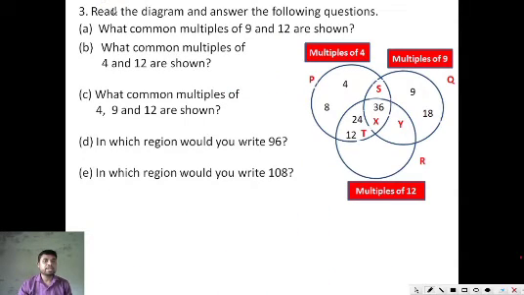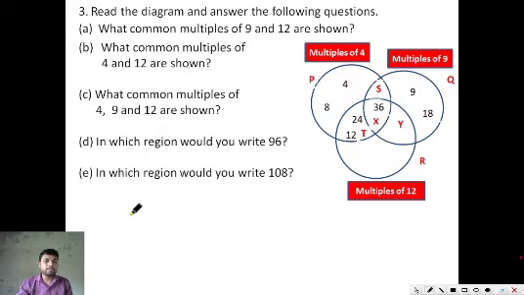Question number 3. Read the diagram and answer the following questions. See the diagram, what is given? Multiples of 4, multiples of 9, multiples of 12. That means these questions are about multiples. So first you have to learn what multiples are. Listen. A multiple of a number is the product of that number with any counting numbers.